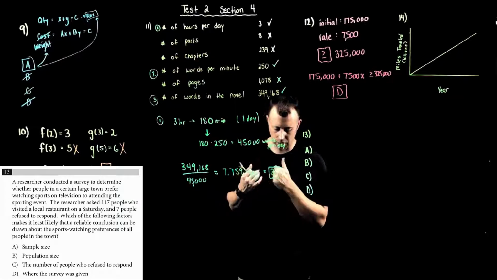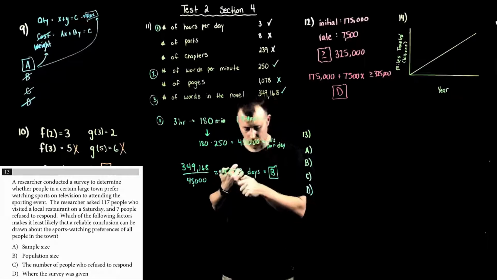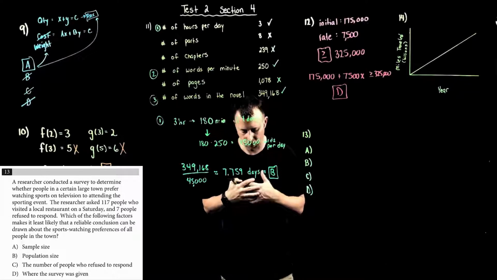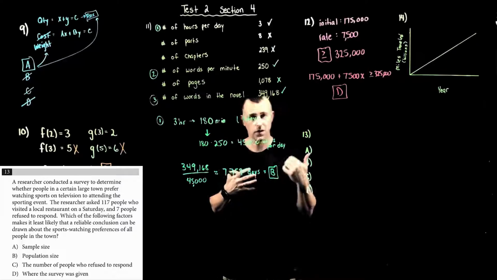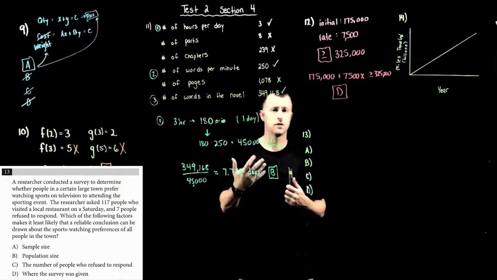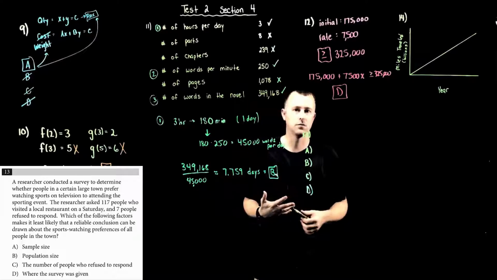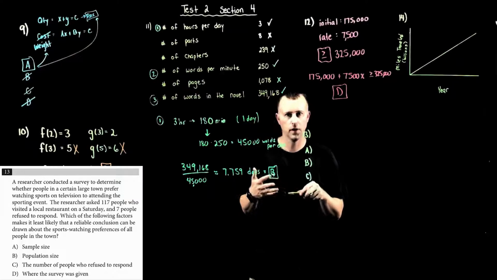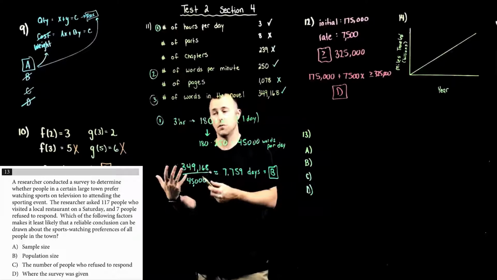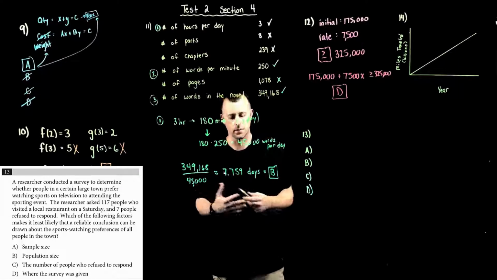So here the thing to focus on is that you want to determine whether people in a certain large town prefer watching sports on TV or attending the event. What you want to avoid is a scenario where you go to an event and ask them, do you prefer watching that event at home or at the stadium? Because obviously you're going to get people that tell you, well, I prefer to watch at the stadium because you're at the stadium.